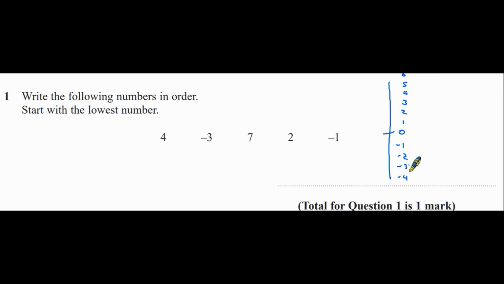So if we look at what we have here and we're looking for the lowest number, well, that will be this one, -3. So -3 is the lowest. As we start going up, we find -1, so that will be the second one. Then we're going to go past 0 up into normal numbers, so of course the smallest of those is 2, and then 4, and finally 7.